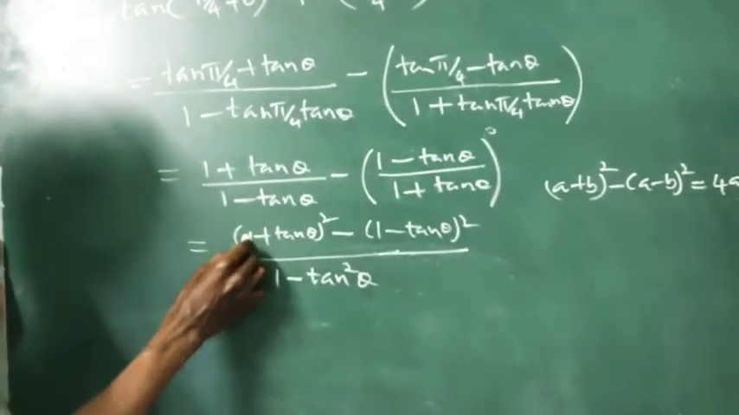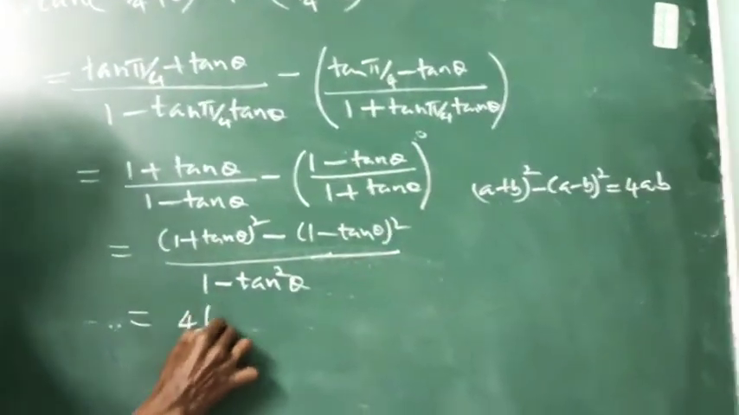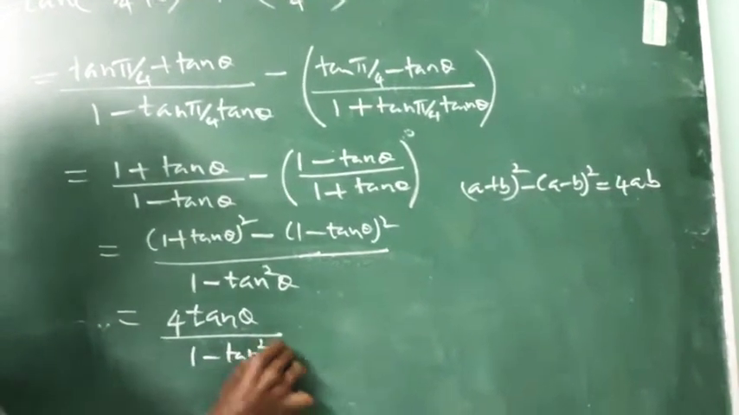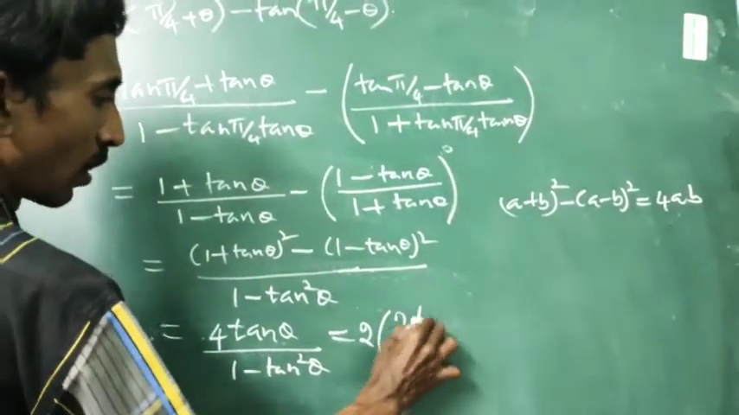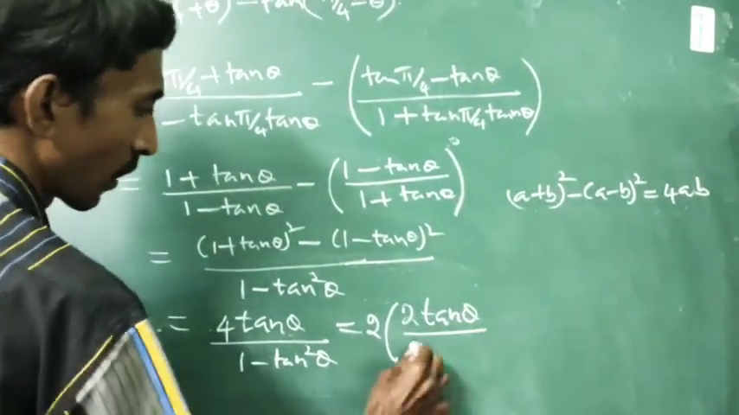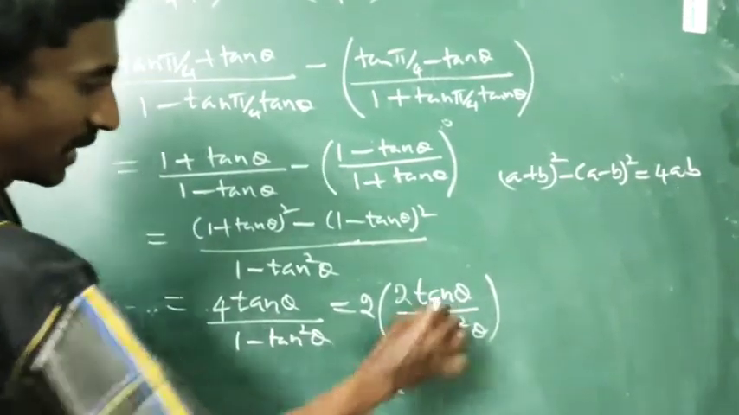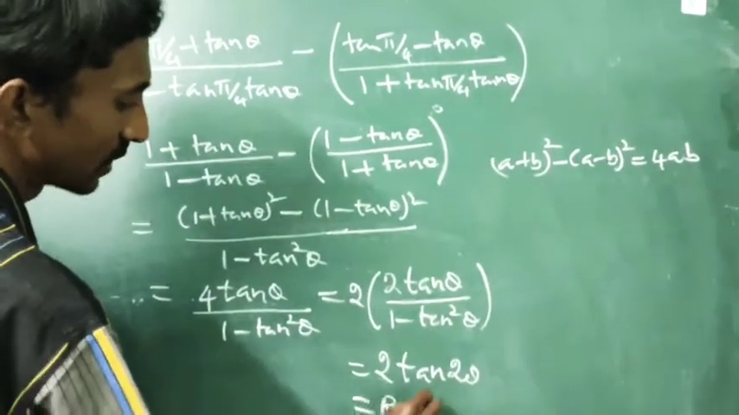So here a is 1, b is tan theta. If we use that, we are getting 4 tan theta by (1 minus tan square theta). This 4 can be written as 2 into 2. So 2 tan theta by (1 minus tan square theta). It is nothing but tan 2 theta. That is the RHS.